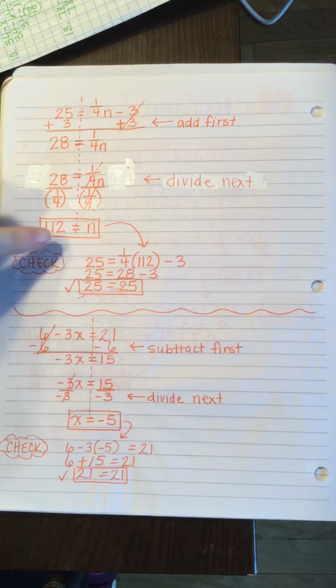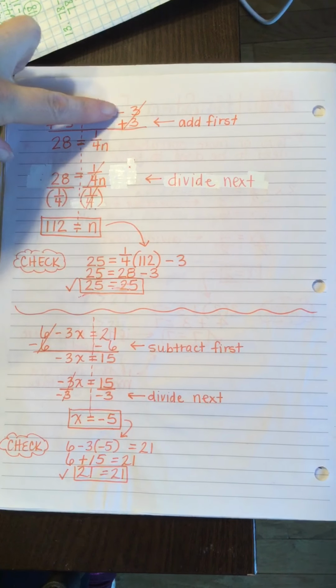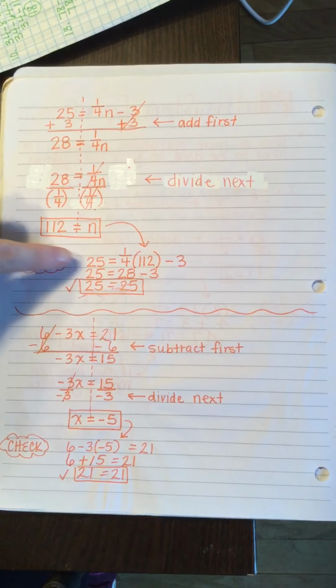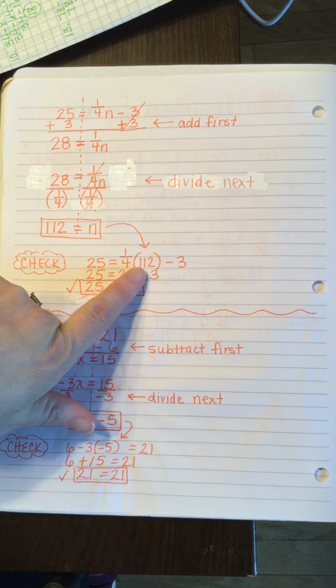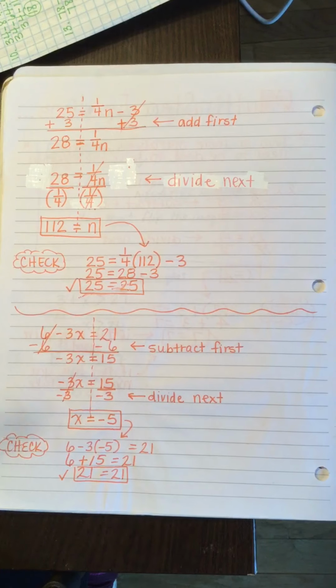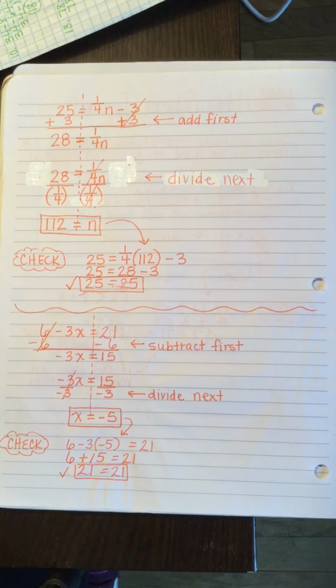You plug that back into the original problem for the n. So we've got 25 equals 1/4 times the 112 instead of n, minus 3. When we do that, we get 25 equals 25. So we know that it is good.